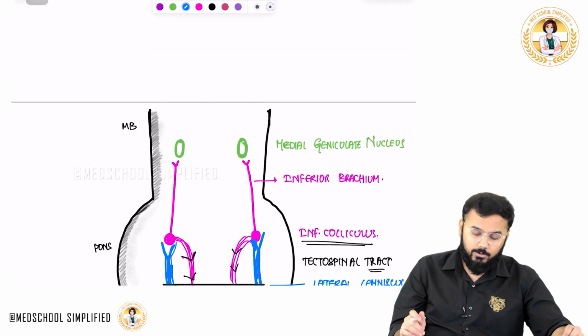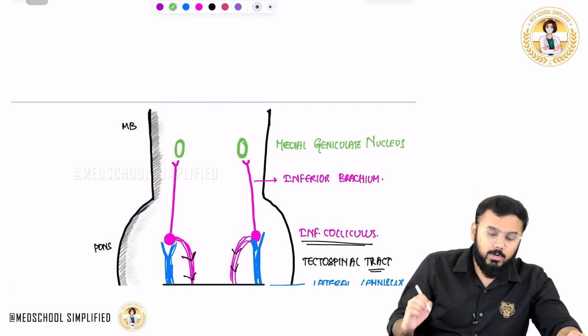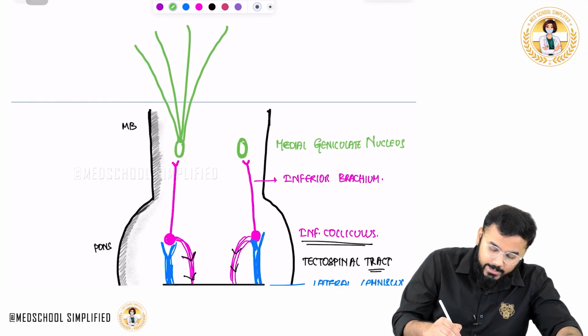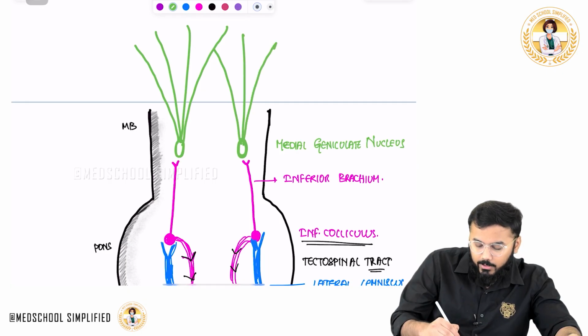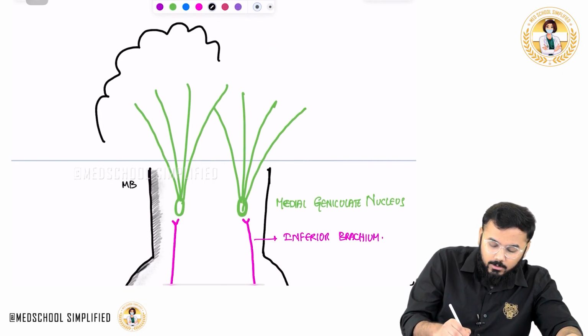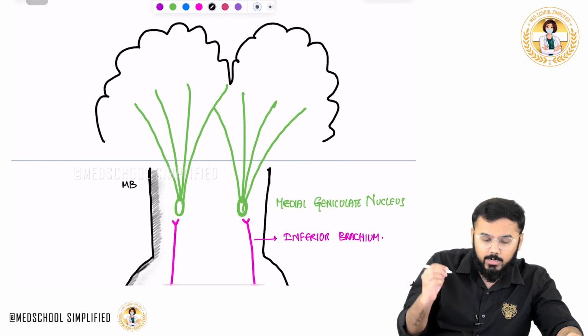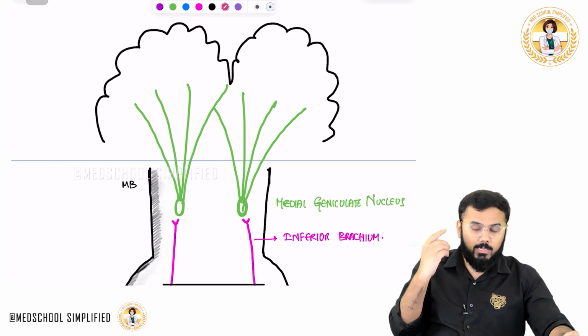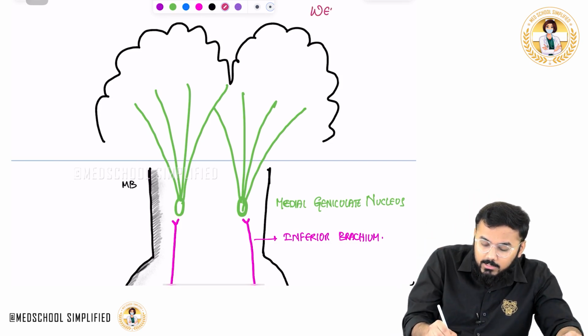Your medial geniculate nucleus. Now from this medial geniculate nucleus, the fibers go up in the form of corona radiata in this way, right? And finally they are innervating a particular cortex. You know what cortex it is innervating? It is innervating the cortex that is responsible for your hearing. So what are those areas?